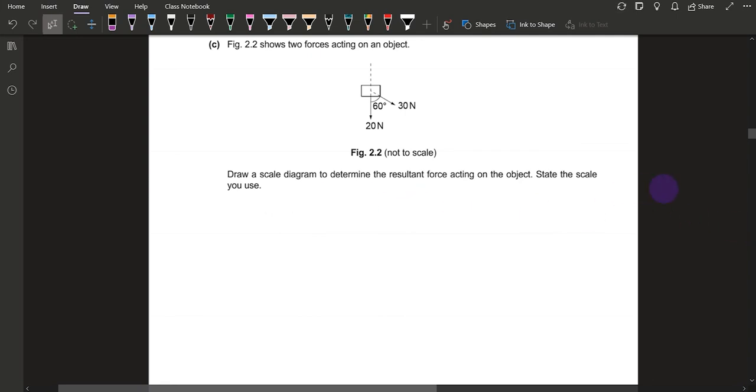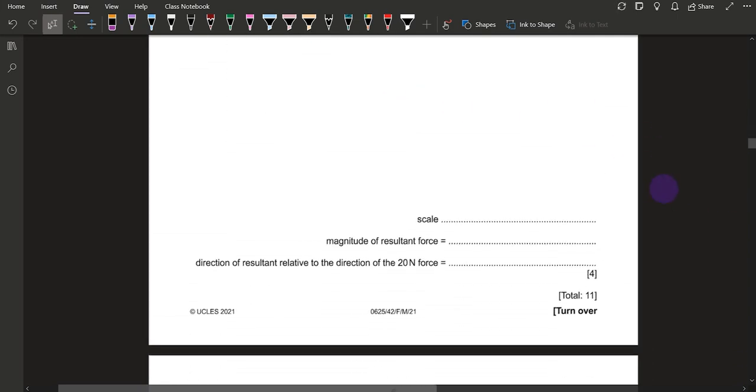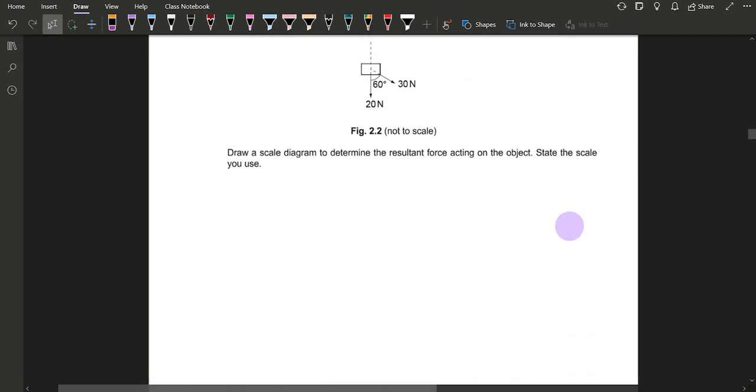So first we're going to state the scale. In this case, we are going to use 1 centimeter equals 5 newton. And this is going to be our scale. So 30 divided by 5 is going to give us 6, and 20 divided by 5 is going to give us 4. So for this, we can just draw the diagram. So this is going to be 4 centimeter. And the angle between these both should be 60.